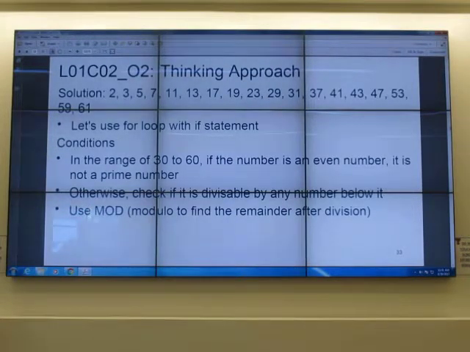Let's think about it first. When we make the program, we think about it, so we know the solution. Let's use a for loop with an if statement. The condition that I put in the range of 30 to 60: if the number is an even number, it's not a prime number. So 32 is not a prime number, 34 is not a prime number. Otherwise, check if it is divisible by any number below it.